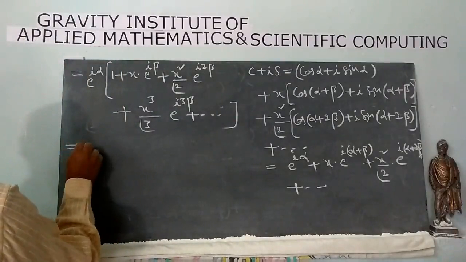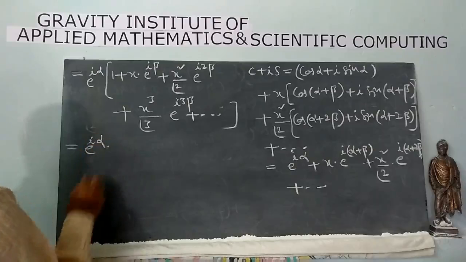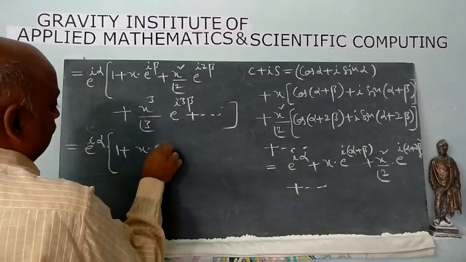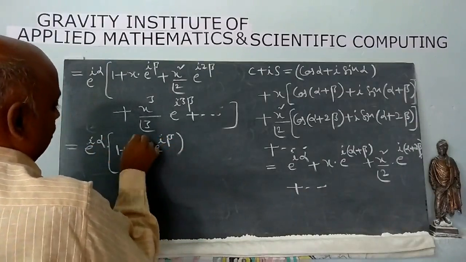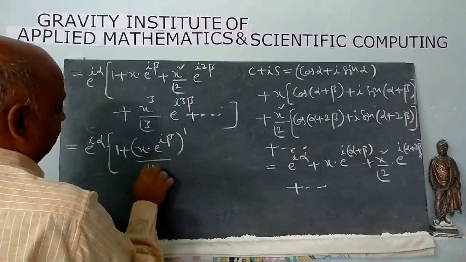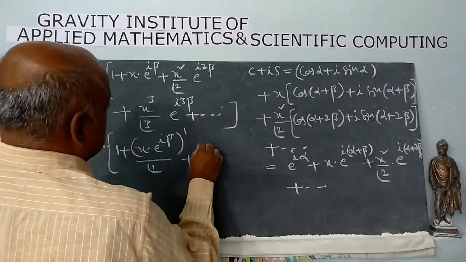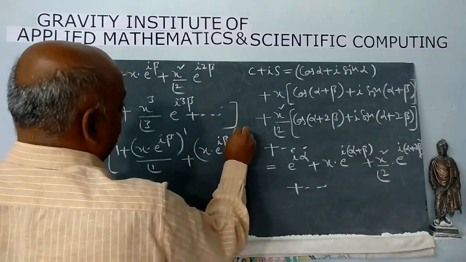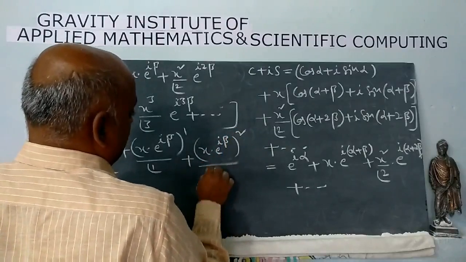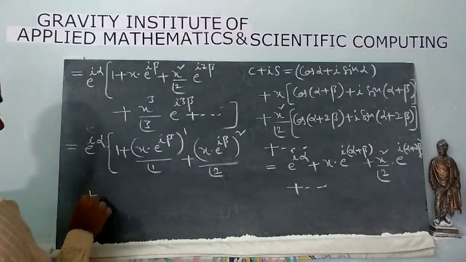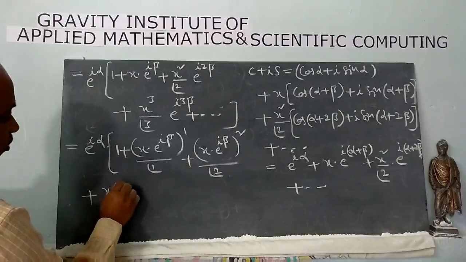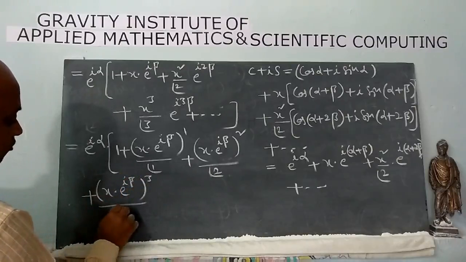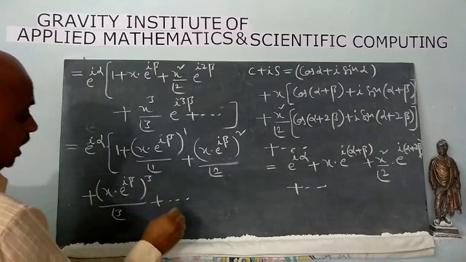So this is equal to e to the power of i alpha into 1 plus x into e to the power of i beta whole power 1 by 1 factorial plus x into e to the power of i beta whole square by 2 factorial plus x into e to the power of i beta whole cube by 3 factorial plus dash dash.